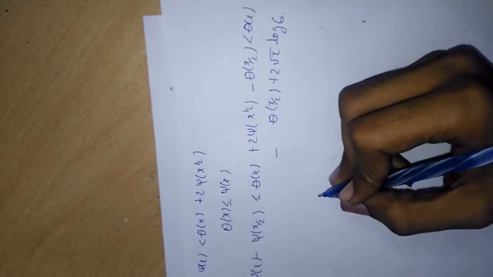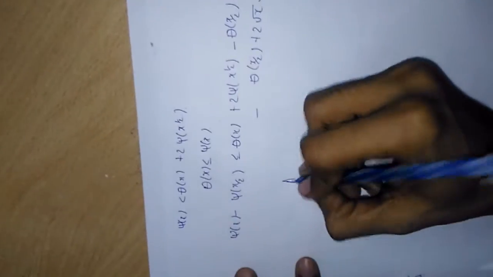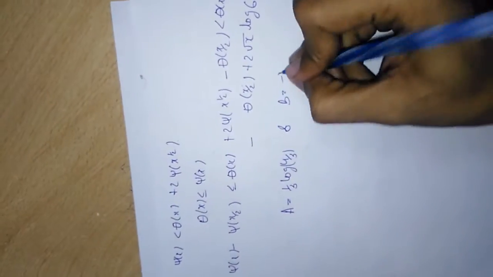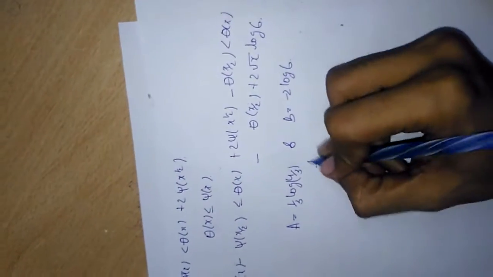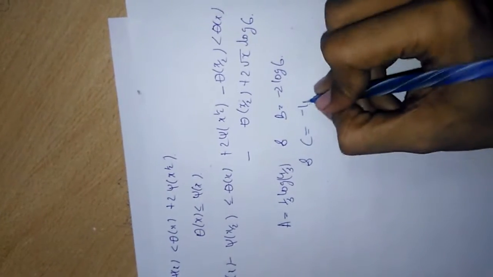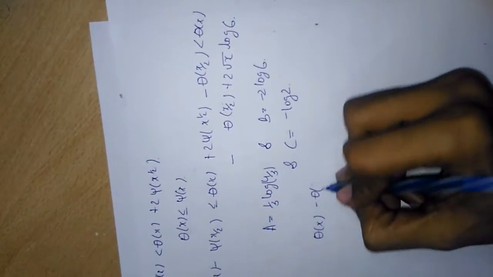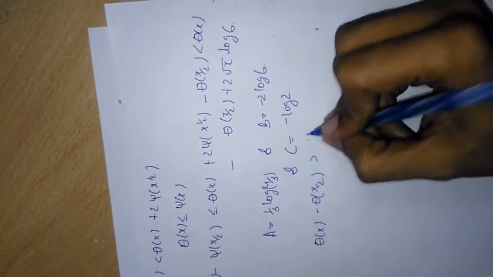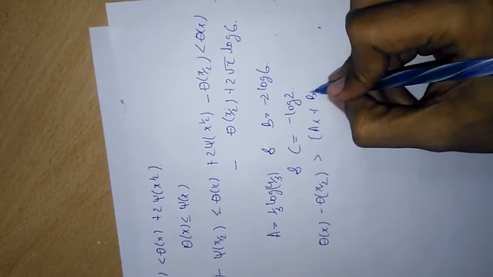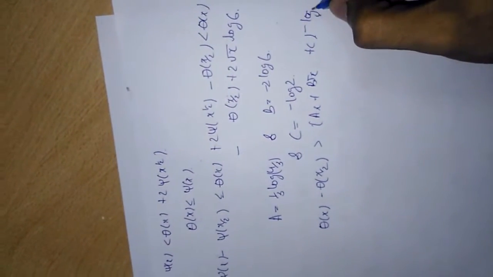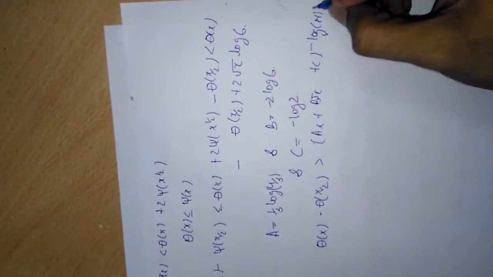Using 6, we get, with a equal to 1 by 3 log 4 by 3, b equal to minus 2 log 6 and c equal to minus log 2, that theta of x minus theta of x by 2 greater than ax plus b root x plus c minus log of x plus 1.